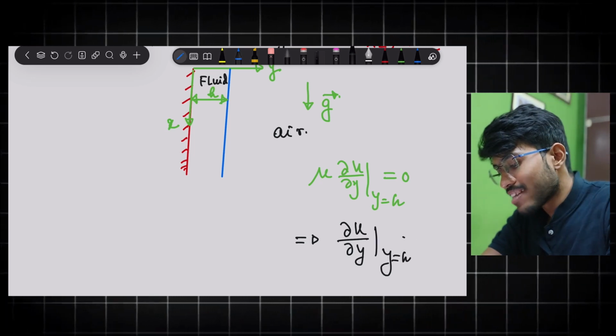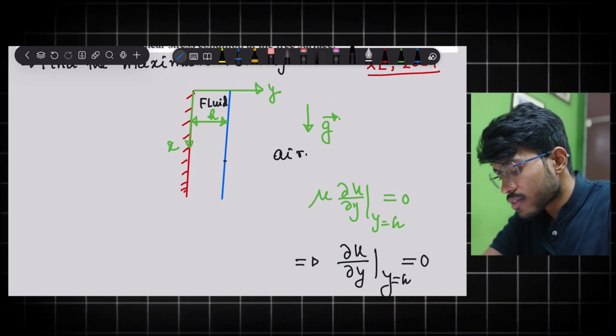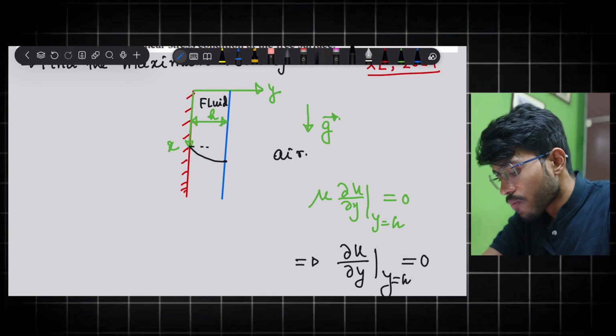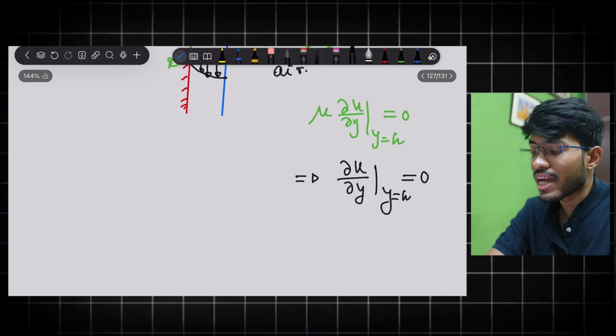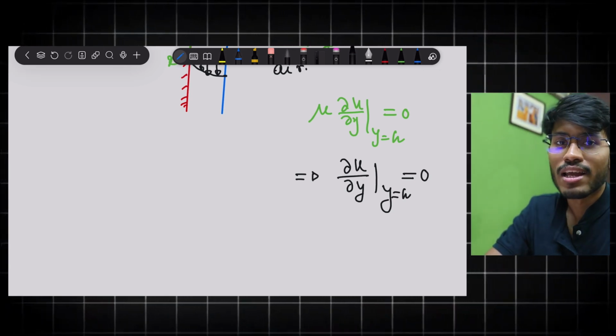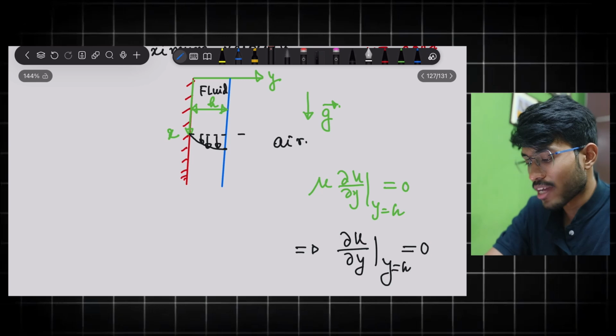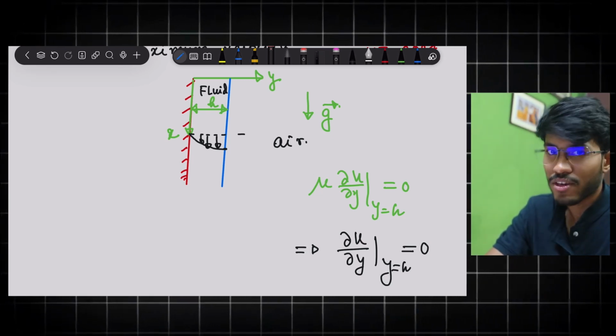That means at this point, the slope will be 0. So it will look something like this. This will be the velocity profile. But if this condition is not given, then how can you draw the velocity profile? This is your homework. And I will officially post the question after this video.